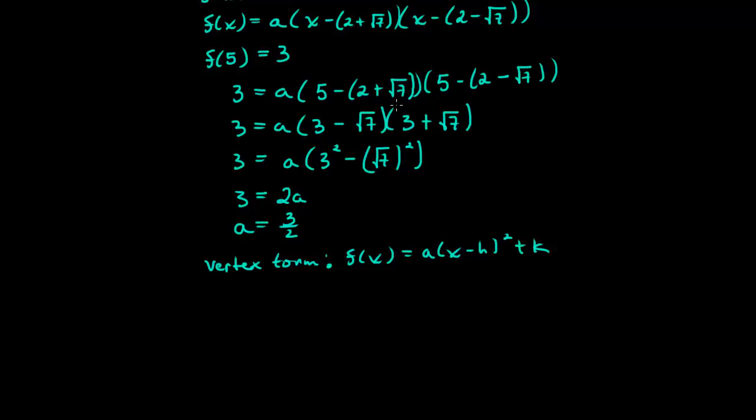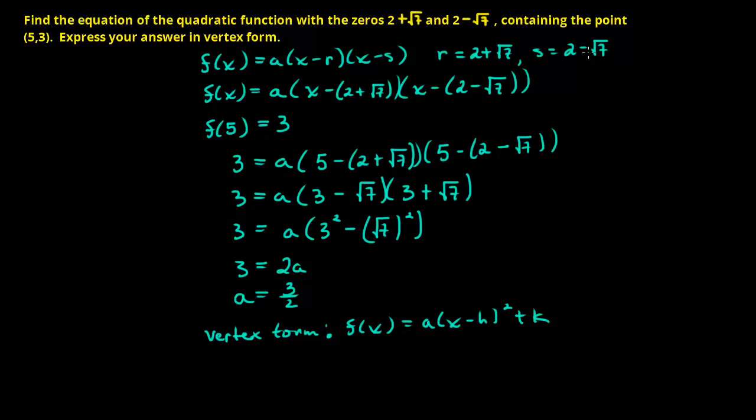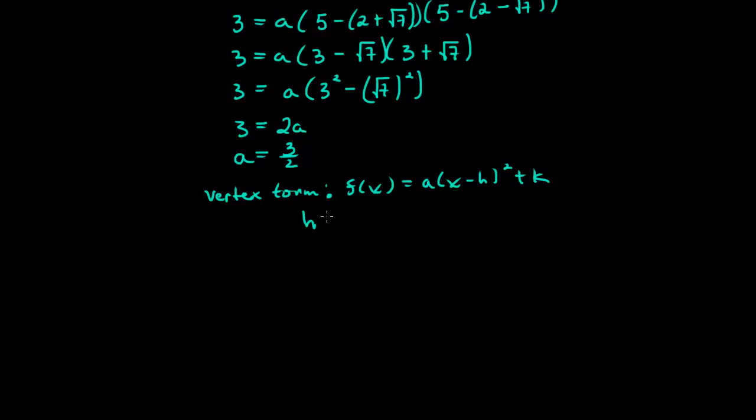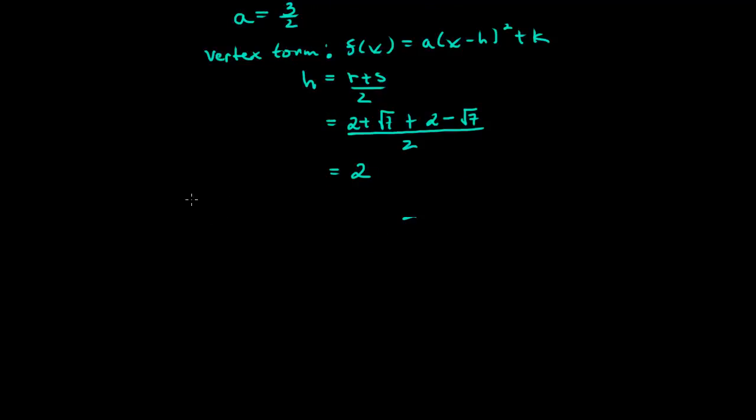Now, our zeros are 2 plus root 7 and 2 minus root 7. Because of symmetry, the x value of our vertex, h, is exactly halfway between 2 plus root 7 and 2 minus root 7. So let's just add this up. Well, h is equal to (r plus s) over 2, which is equal to (2 plus root 7 plus 2 minus root 7) divided by 2. So h should be equal to 2.